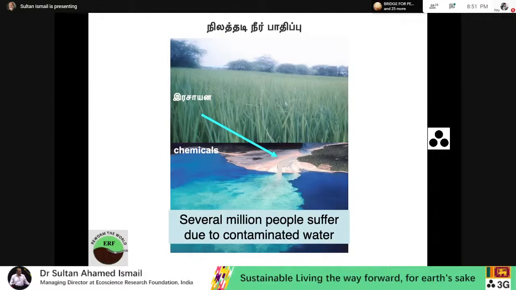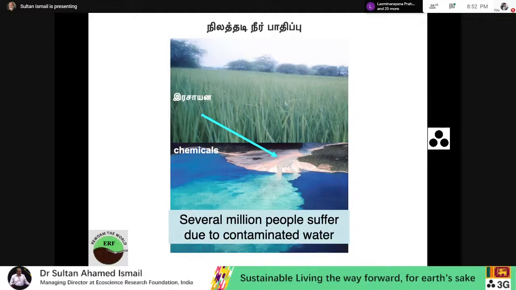Many children in these rural areas suffer with stomach pain. And the doctors and Vaidyams always feel that this is because of the roundworm, Ascaris. We call it the roundworm. But usually it is not because of the roundworm. It is because of nitrate contamination in water and pesticide contamination in water.